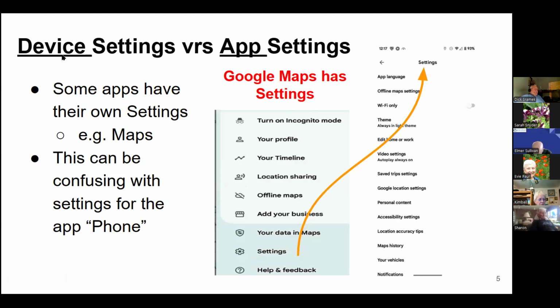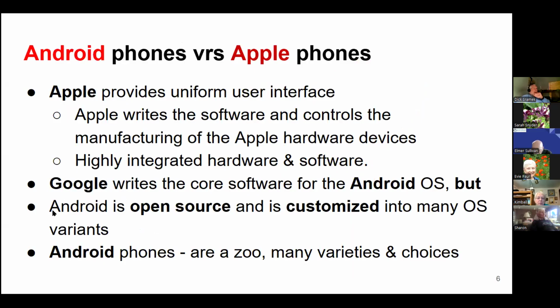And I'd always suggest saying, I mean your device settings rather than phone settings, unless you really mean the settings within the app Phone. So it's a little point, but it can be confusing.